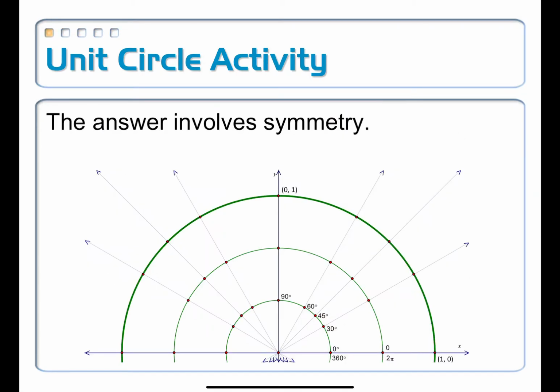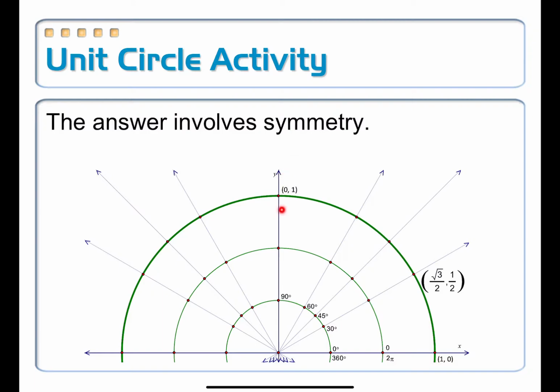Okay, so here's the point that we just came up with, the square root of 3 over 2, comma 1/2 at the 30 degree mark. The 30 degree mark is the same thing as the pi over 6 mark for radians. Okay, and let's say that I want the one that's at 150 degrees. 150 degrees is the same thing as 5 pi over 6, this one here.